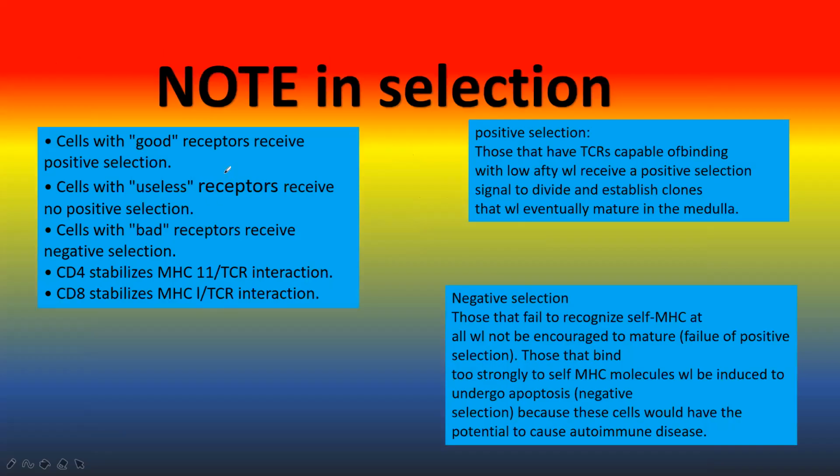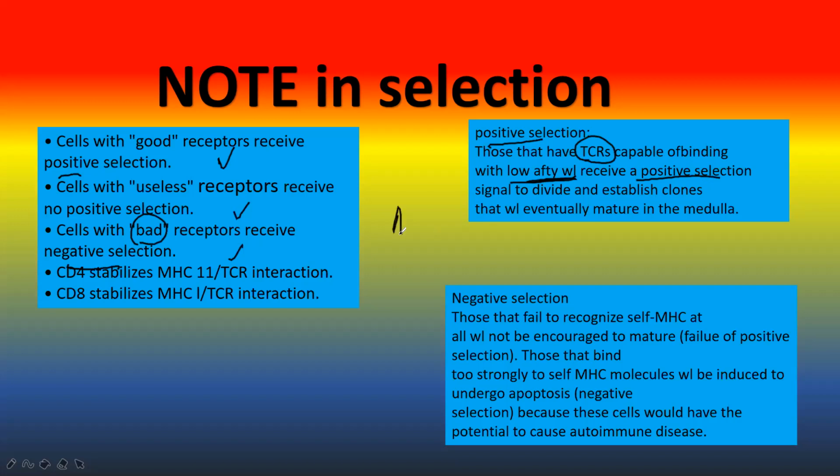Selection is already done: positive selection and negative selection. A bad receptor gets negative selection. I'll explain what positive selection means. Every T cell has a receptor for binding. If the receptor binds antigen with a little bit low affinity, it receives positive selection, and it is also able to give a message inside.